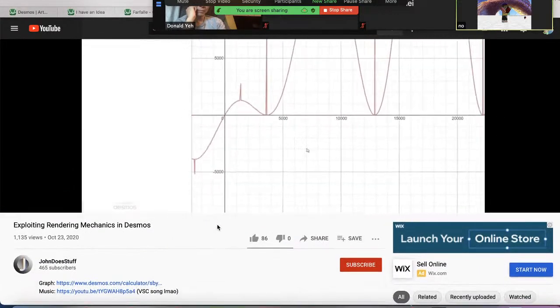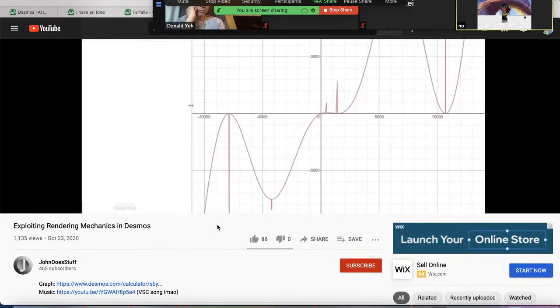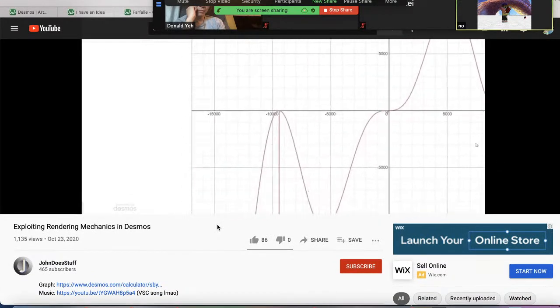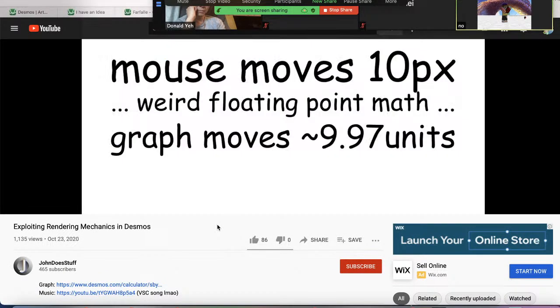Okay, so now we know how to get the illusion of a regular function, but that still doesn't explain why the graph becomes animated whenever we move the screen. While this is more speculative, I do believe it's due to a similar effect, where there's a slight discrepancy between the conversion of pixels from moving our mouse and units offset by the graph, causing the graph to appear at a very close but slightly different position as you move it around.